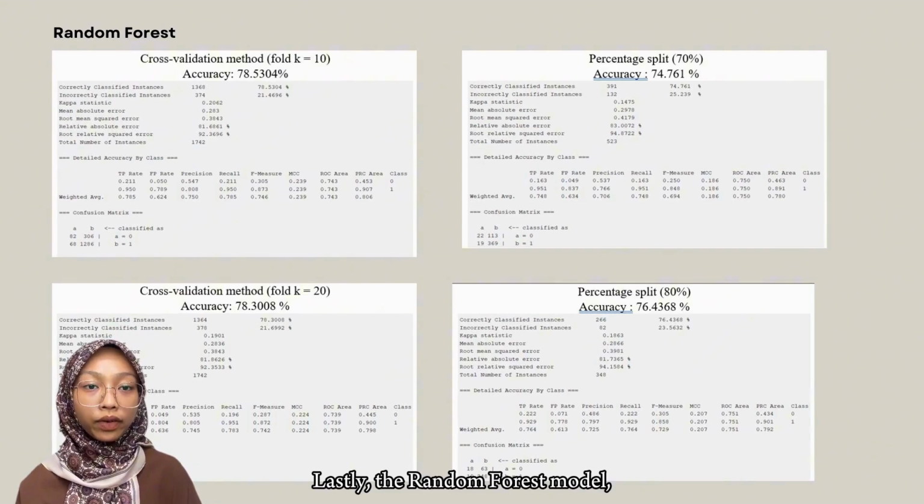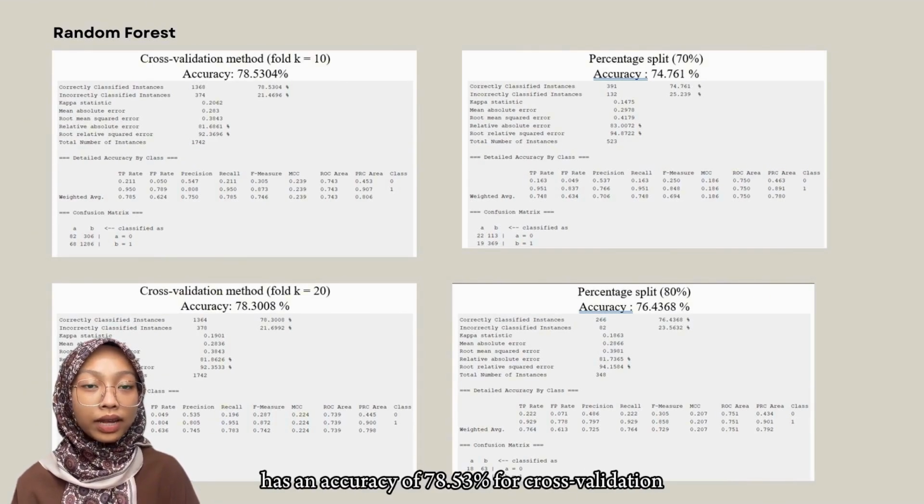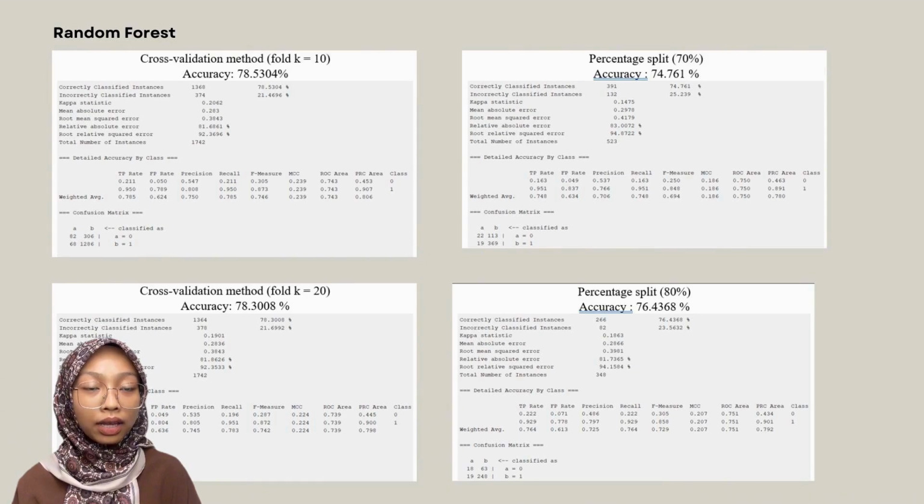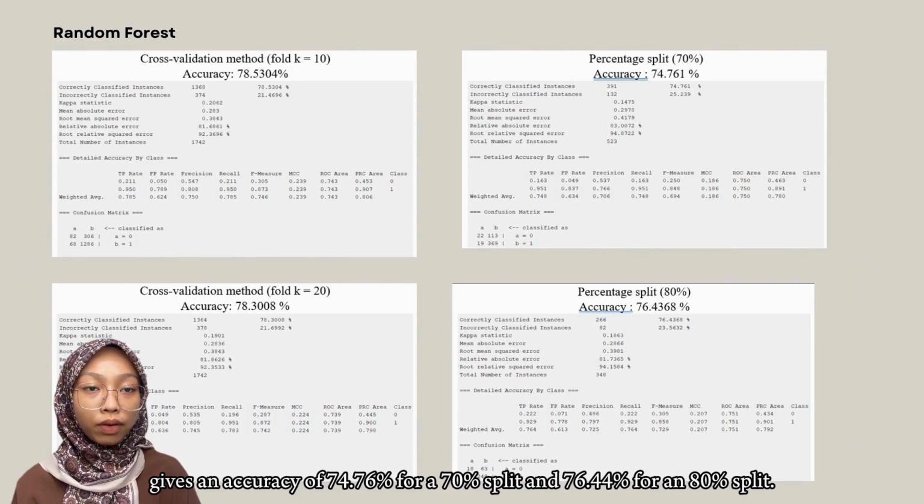Lastly, the random forest model has an accuracy of 78.53% for cross-validation with fold k equals 10 and 78.30% for fold k equals 20. The percentage split method gives an accuracy of 74.76% for a 70% split and 76.44% for an 80% split.